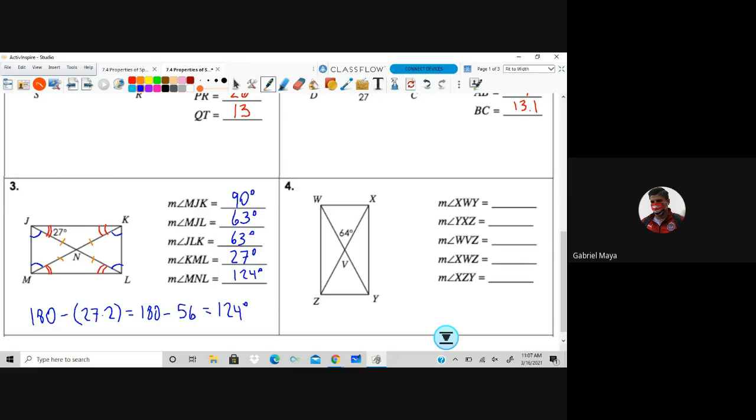Okay, now you guys are going to try number 4 on your own. You guys can do it. A little challenging, but it's just a matter of putting it all together.